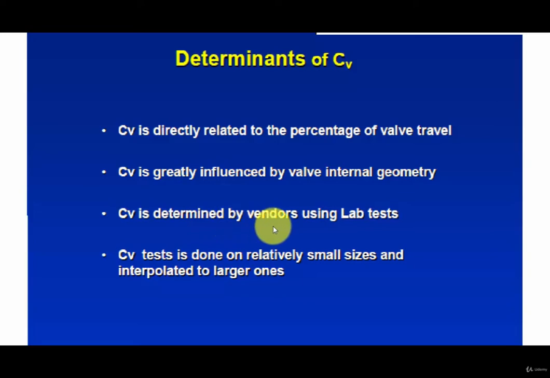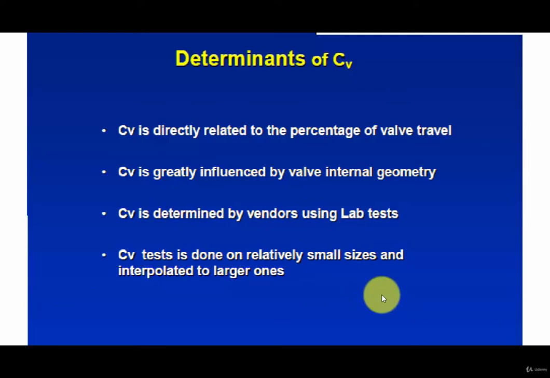CV is determined by vendors using a lab test. As we discussed in the previous definition of CV, CV is found practically by allowing a suitable flow and maintaining 1 psid pressure across the valve with water, and they can find out the CV. So that is the practical CV. The CV test is done on relatively small sizes and interpolated to larger ones. Because of practical problems, vendors cannot test all valve sizes, as they cannot create huge flows in their workshop or fabrication units. So they do it for small sizes and interpolate for larger ones. That is a normal practice.